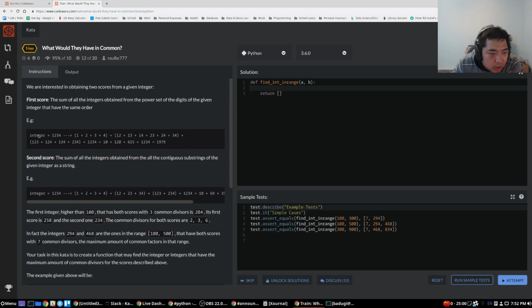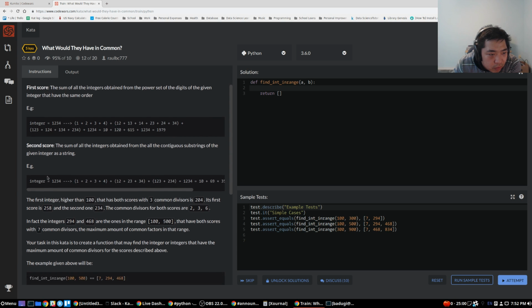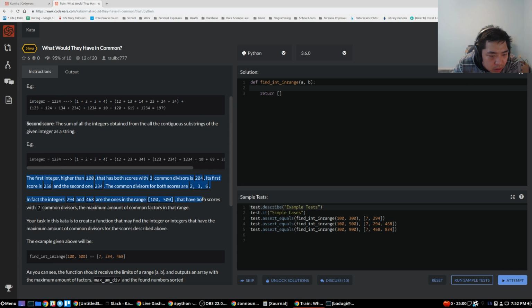I get how you're supposed to calculate the score, which is already tough in itself. But what does this mean? The first integer higher than 100 that has both scores with 3 common divisors is 204. Where did that come from? Are we talking about this example or what? I'm confused. Why can't I follow this?